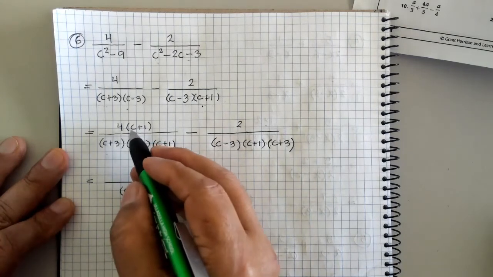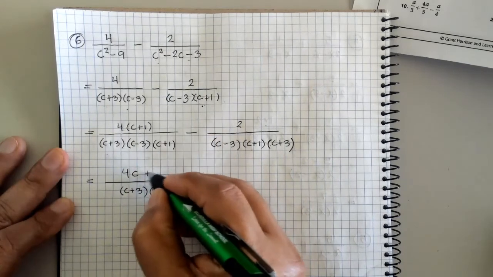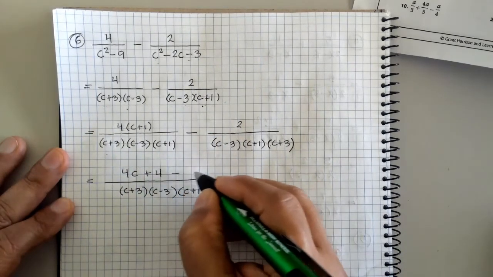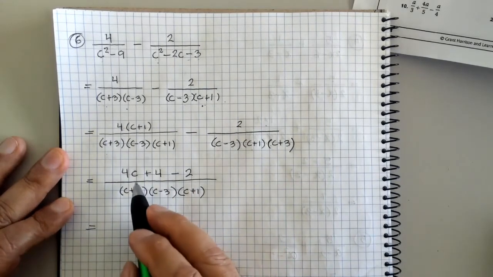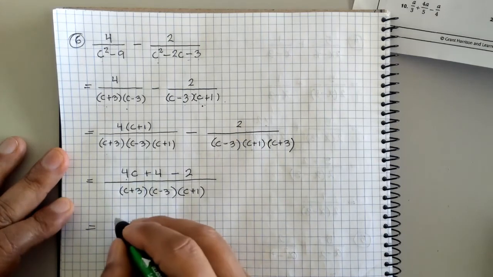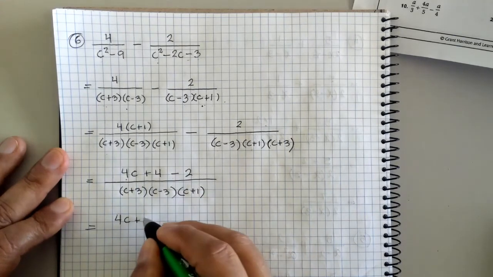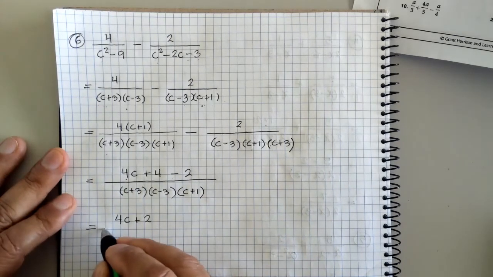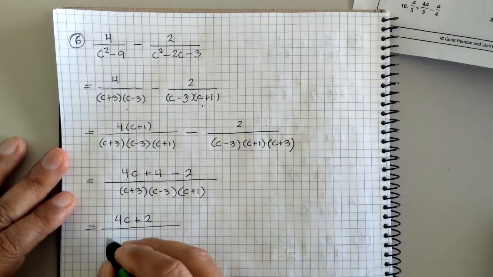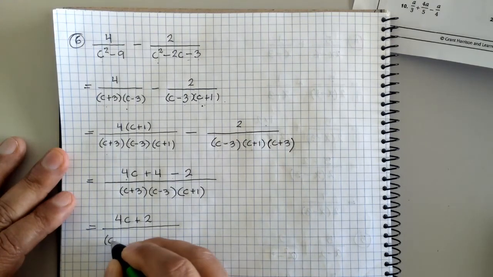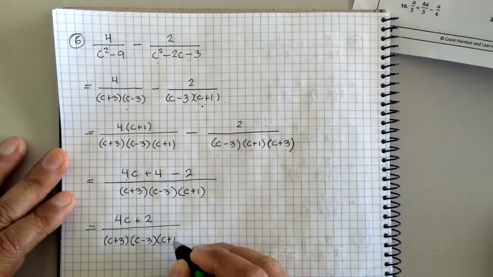So we're going to do 4 times c is 4c. 4 times 1 is just 4. And then we're going to take 2, and then we're gonna simplify. So we do 4c, we can't simplify that, but we can simplify 4 minus 2, which is 2. All right. Okay, and then the bottom is still the same, so we're gonna have c plus 3, c minus 3, c plus 1.